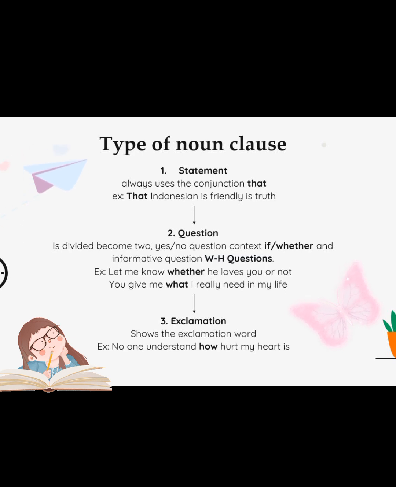The second, there is a question. The question section is divided into two, yes or no question and informative question. For example, let me know whether he loves you or not, for a yes or no question. Whether as a conjunction, he as subject, loves as verb. Then whether he loves you or not is a noun clause as an object.